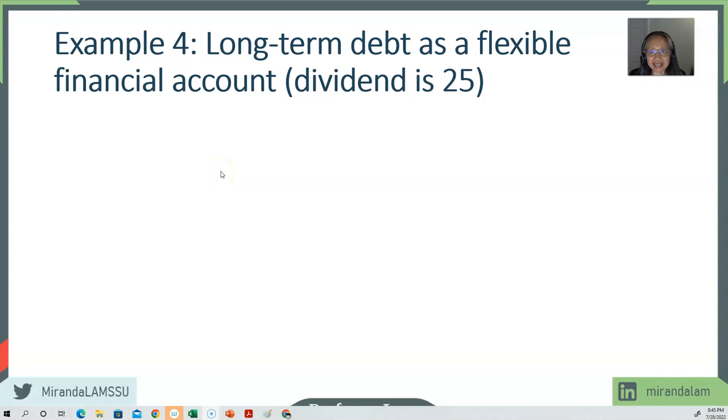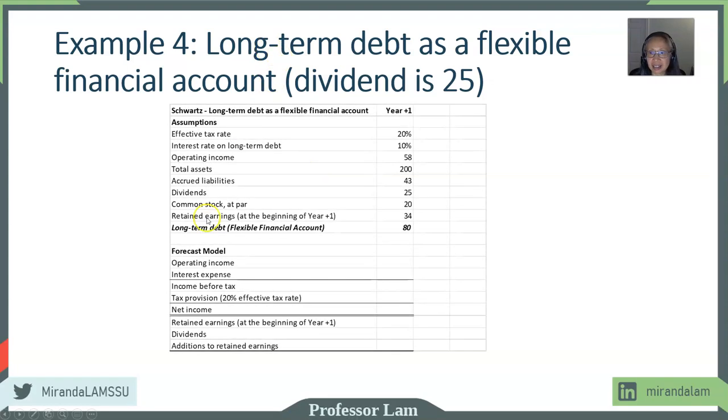Let's take a look at another example. In this example, instead of using dividend as the flexible financial account, we're going to use long-term debt. Dividend is fixed at 25. So the company wants to pay $25 in dividend and you will make up the difference through long-term debt. It is exactly the same company, but instead of the flexible financial account being dividend, it's going to be long-term debt. Currently it is $80.